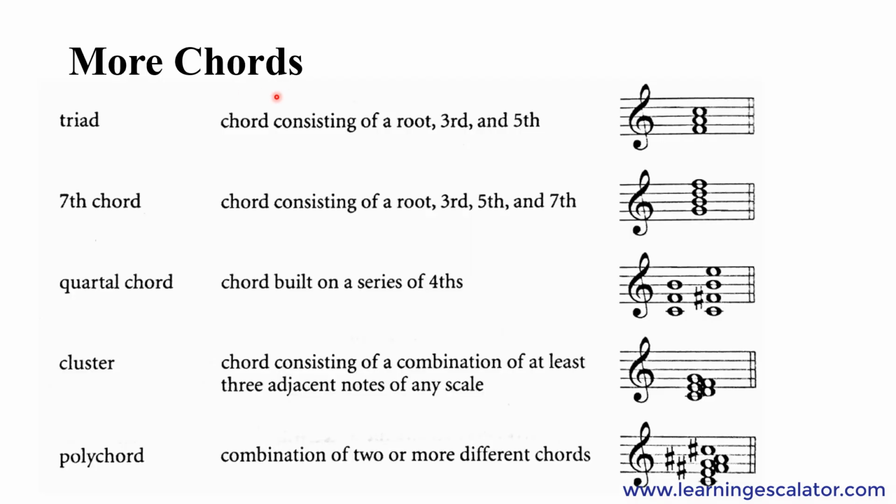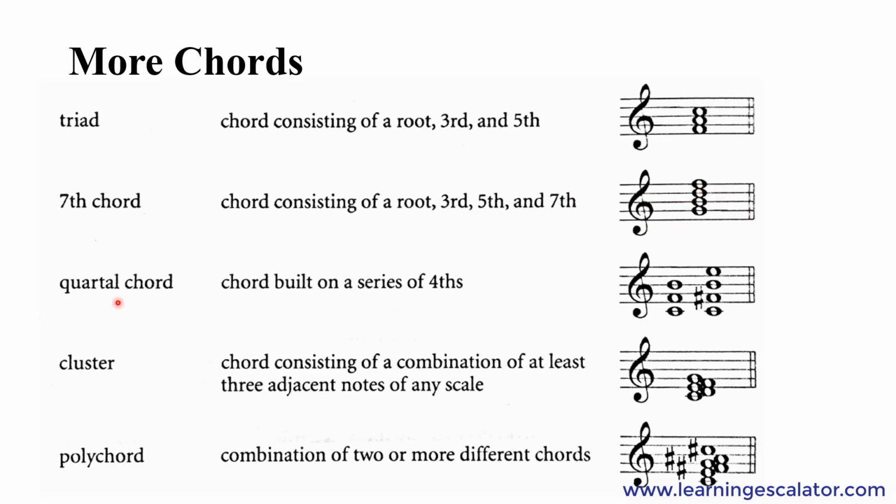For chords, the triad is a chord consisting of a root, third, and fifth. This is an example of a triad. The 7th chord is a chord consisting of a root, third, fifth, and 7th. This is an example of a 7th chord.